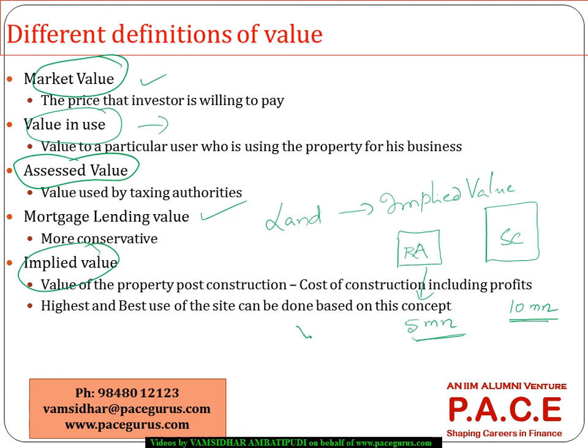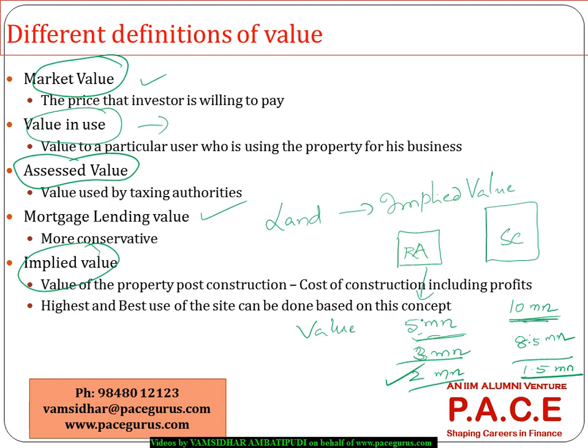So the value of the residential apartments is 5 million, whereas the value of the same place being used for a shopping complex is 10 million. But assume that it is going to cost me 3 million to construct it, including my profits, whereas this is going to cost me, let's say, 8.5 million to construct along with my profit. So the difference I am looking at is the implied value of the land. So the implied value of the land in this case is 2 million.